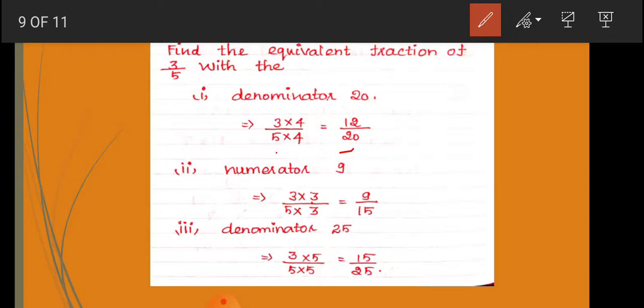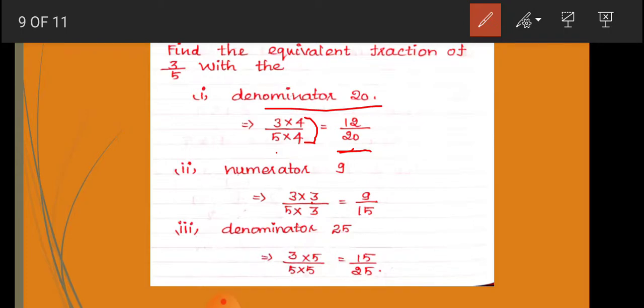Fourth table. So 3 divided by 5, multiply by 4. When you multiply the denominator with a number, that same number we have to multiply with the numerator. So 5 4s are 20, so we got denominator 20. 3 4s are 12.